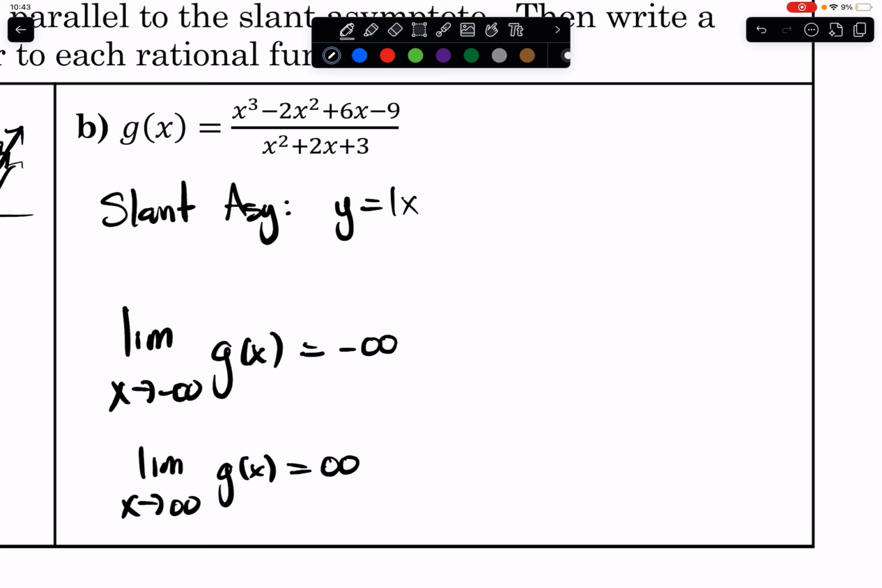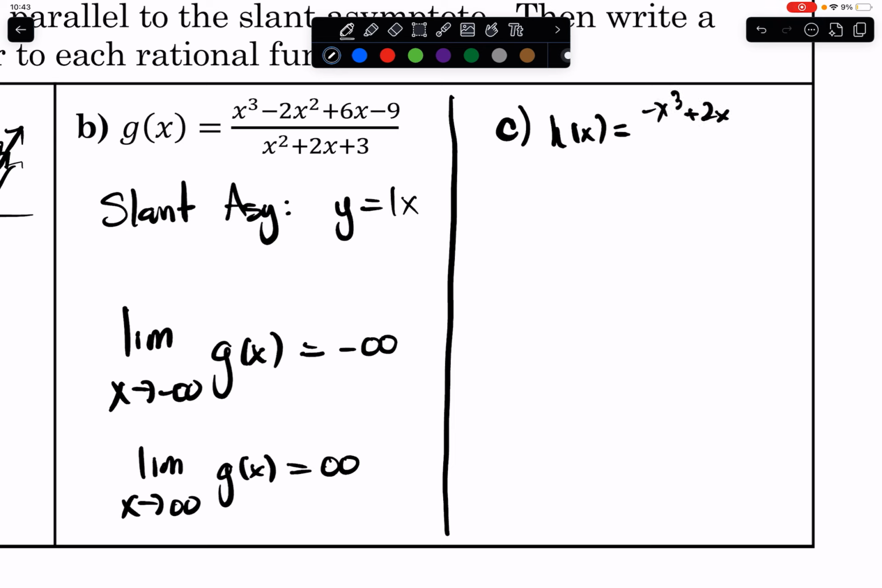Now, had it been negative, let me do another example. Okay, let's call this C. We'll call it h of x is equal to, I'm just going to switch the signs on the top: negative x to the third plus 2x squared minus 6x plus 9. And on the bottom is going to be the same, x squared plus 2x plus 3. Had the equation been like this, then the slant asymptote would be y is equal to negative 1x.